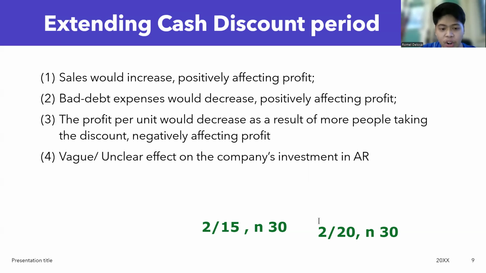Number 4, vague or unclear effect on the company's investment in AR. Why? Kasi kailangan natin tansyahin. If we extend the cash discount period, would the customers be complacent? Or they will still remain the same? Or they will still pay early? So ano yan? Vague yan. Hindi natin malalaman yung sagot. Ano ba yung effect niya sa investment in AR? So that is extending the cash discount period.